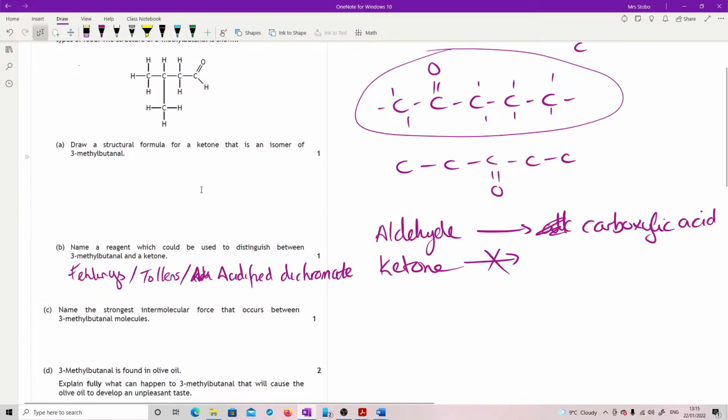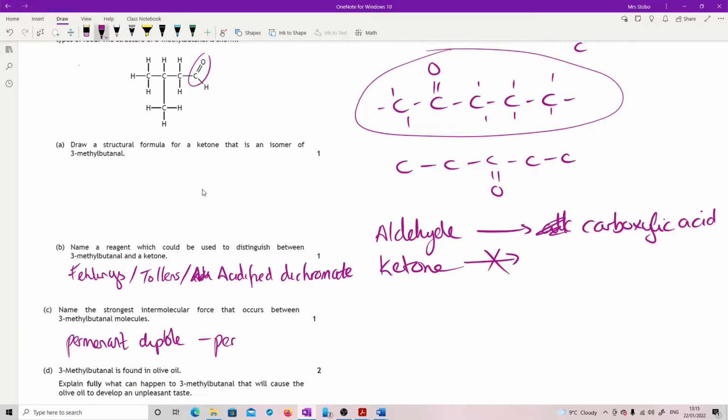Okay. Name the strongest intermolecular force that occurs between 3-methylbutanol molecules. Okay, so we have quite a lot of polar bonds in here. The strongest one polarity-wise is that one. So what we have is permanent dipole to permanent dipole.